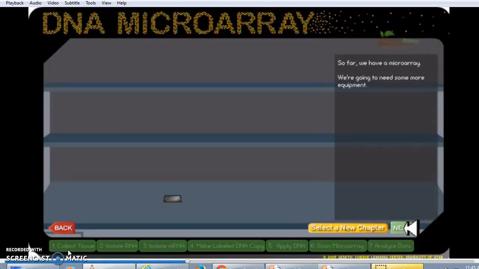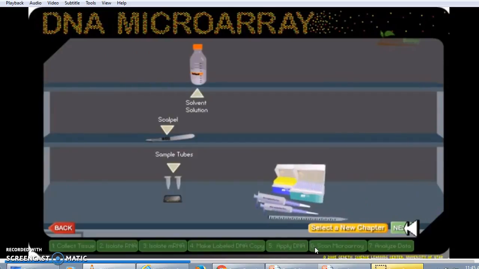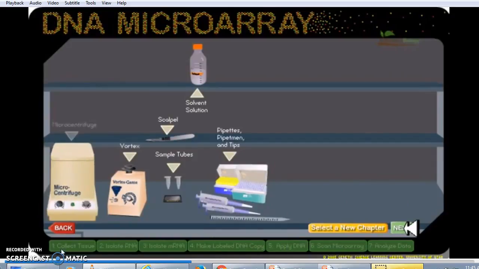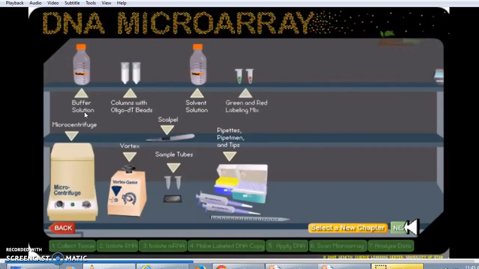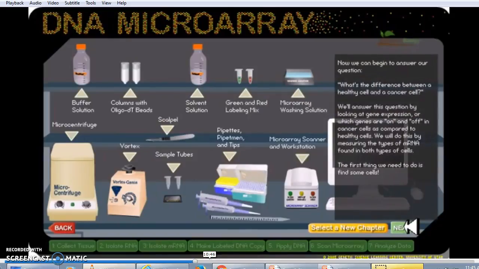So these are the steps. Collection of tissue, isolate RNA, isolate mRNA, make labeled DNA copy, apply DNA, scan microarray and analyze data. So these are the 7 steps that are involved in the DNA microarray technique. So these are all the different solutions and the equipment that are needed for the microarray.